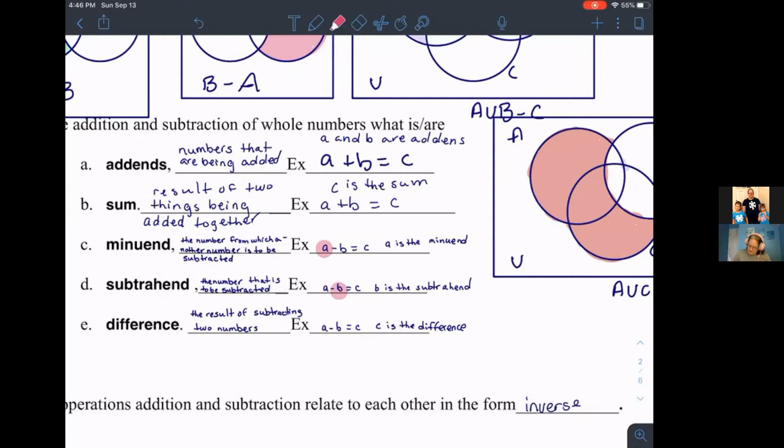And then the difference is the result of subtracting those two numbers. So the example would be A minus B equals C. So C is the difference. So if you have 5 minus 4 equals 1, 1 would be the difference.